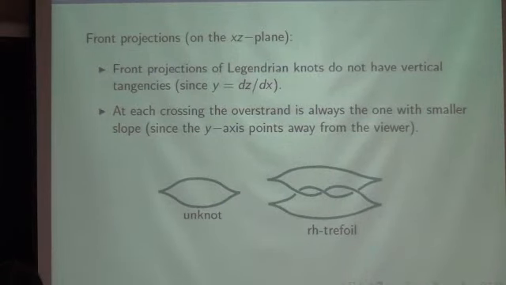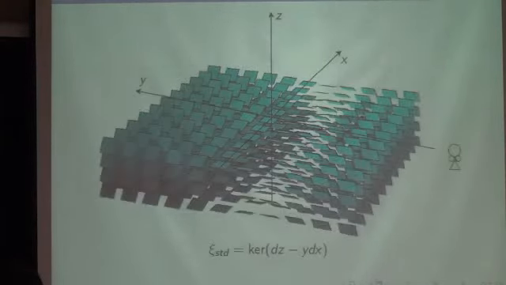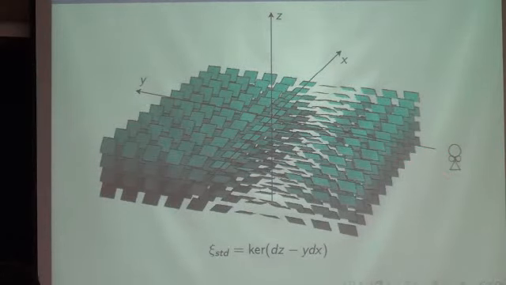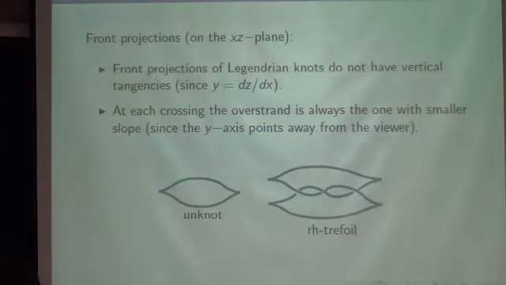And we always imagine we're standing right here looking down the y-axis, so the y-axis is going into the board. Then we have that y is the slope. So in this front projection, there are no vertical tangencies. That can't happen. So what we end up with is cusps when you come to the sides.